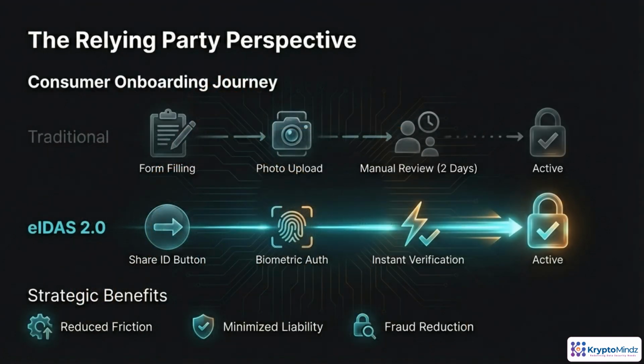From a relying party perspective, eIDAS 2.0 turns onboarding from a document processing problem into a trusted data exchange. Traditionally, you collect lots of data, ask for photos, then wait for manual review before activating the account. That's slow, expensive, and error-prone, and you carry most of the liability for getting it wrong. With wallets, the user simply shares verified attributes, confirms with biometrics, and you receive a high-assurance, machine-verifiable response in seconds. The result is less friction, faster activation, lower review costs, clearer liability, and stronger fraud defenses.